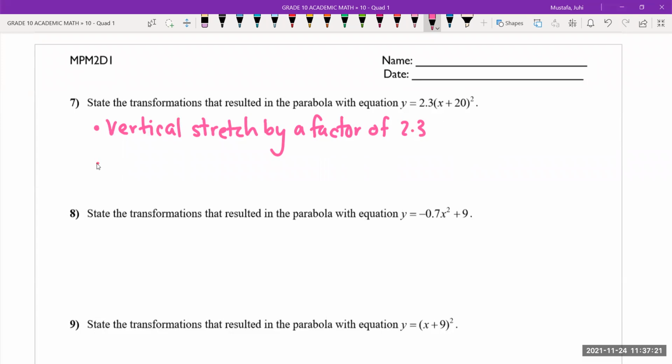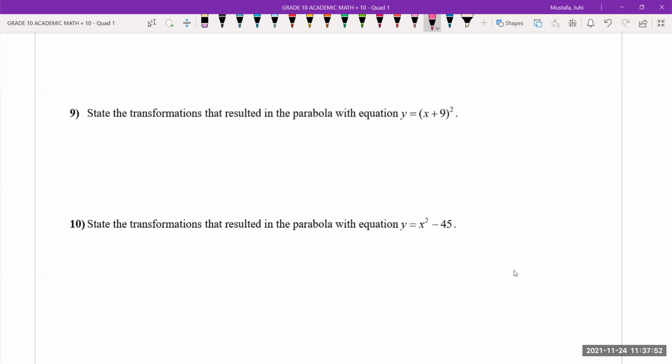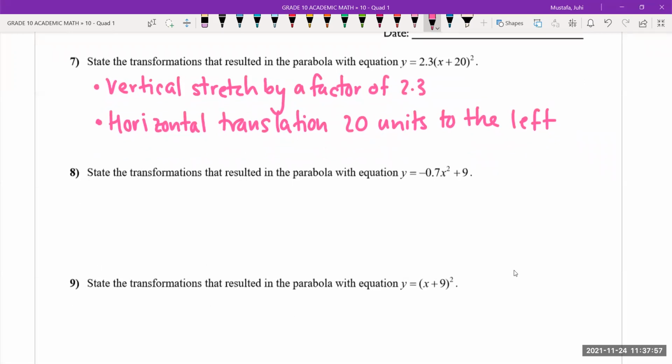How about the x plus 20? What does that mean? Safir? Horizontal translation, 20 units to the, I think you said left? Because positive 20 means going to the left. Yeah. We'll do one more together and then I'll leave you guys to do questions 9 and 10 yourselves because the answers are at the bottom.